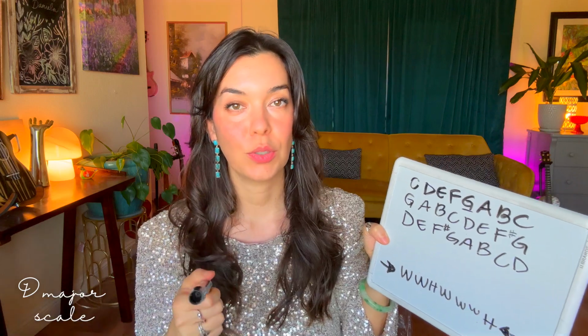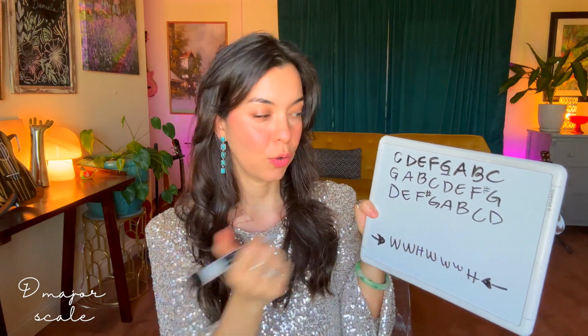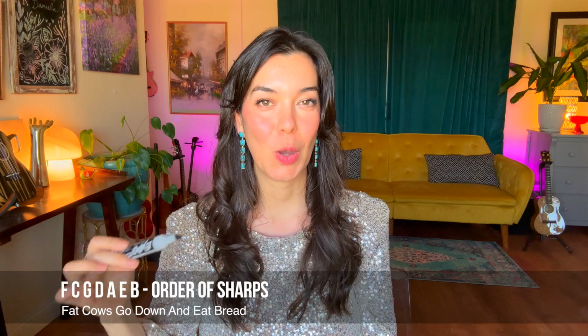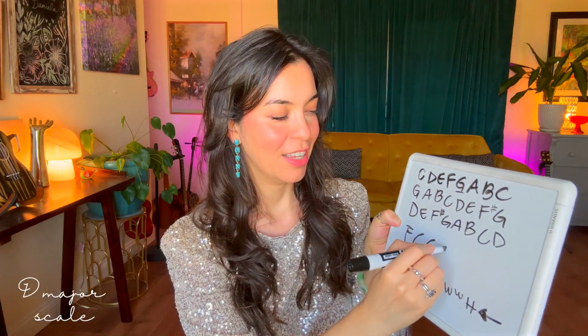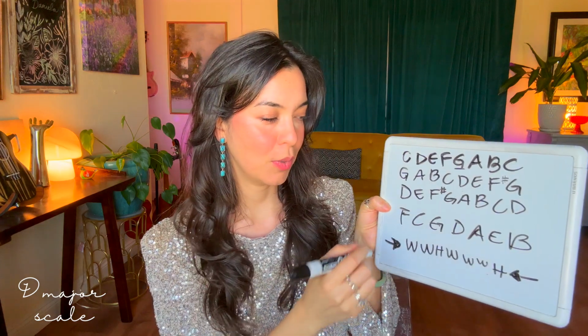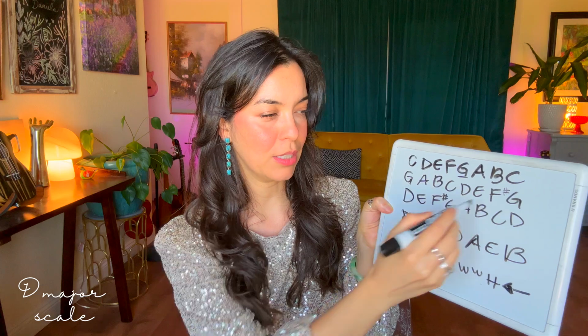And I also taught you an order of sharps. So now there's 2 ways for you to make this scale match this pattern. You can go note by note, as we did with the previous one, or you can remember the order of sharps, which is fat cows go down and eat bread. So that's how I like to remember it. Fat cows go down and eat bread. So that's the order of sharps. We've already got F sharp, so the next one would be C sharp.